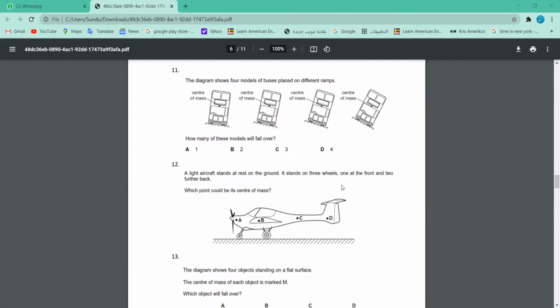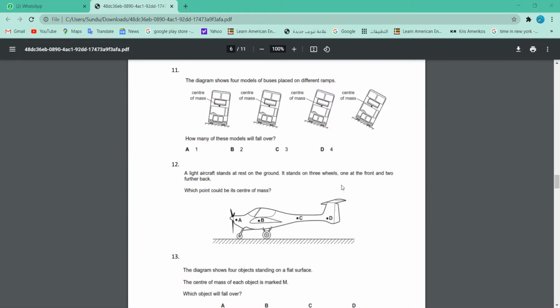Okay, then what about the third picture? Ma'am, the center of mass is less tilted than option D. Okay, also pay attention to the question. They asked how many of these models will fall over? How many? So what did you say? You said D. I did not see that. It will be then option B. Two? Yes, the two will fall over.